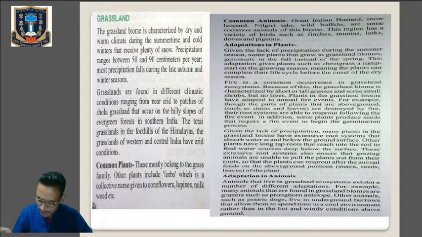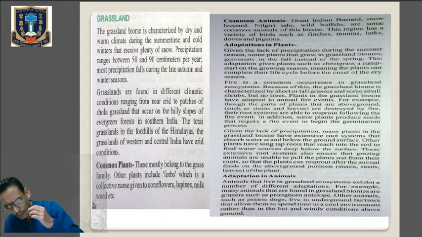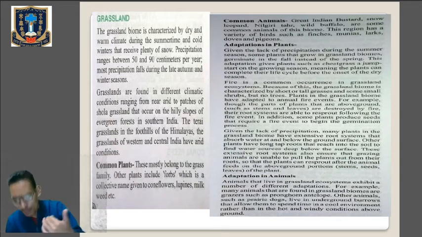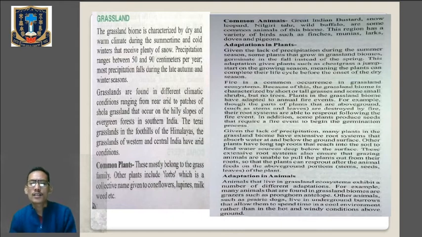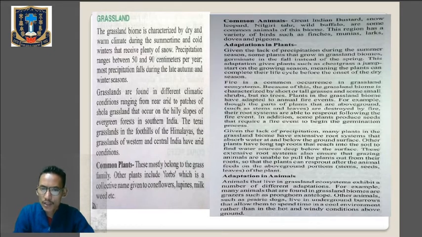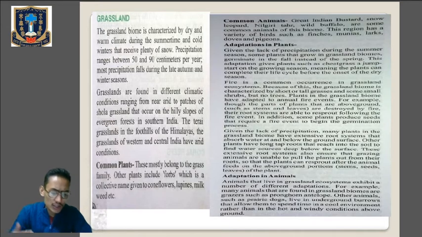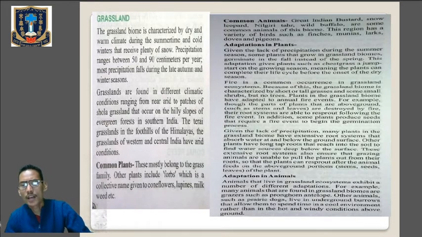Now let's see the common plants. Mainly most of the plants belong to the grass family. Other plants include herbs, which is a collective name given to cornflowers, lupins, milkweed, etc. Okay, common animals: great Indian bustard, snow leopard, Nilgiri tahr, wild buffalo. These are a few animals present in the grassland biomes. This region also has a variety of birds such as finches, munias, lark, doves, and pigeons.